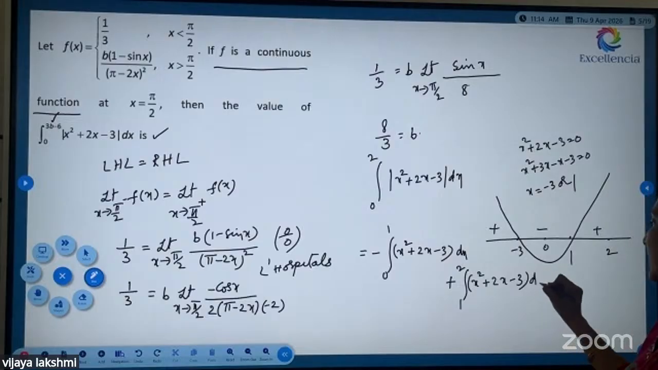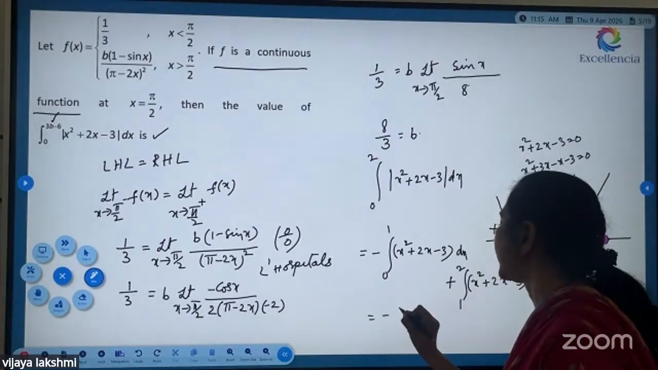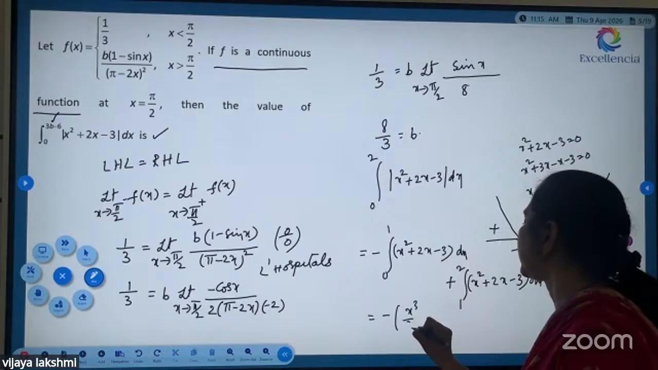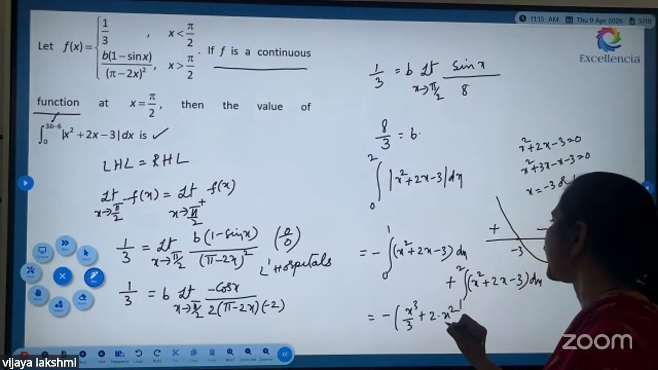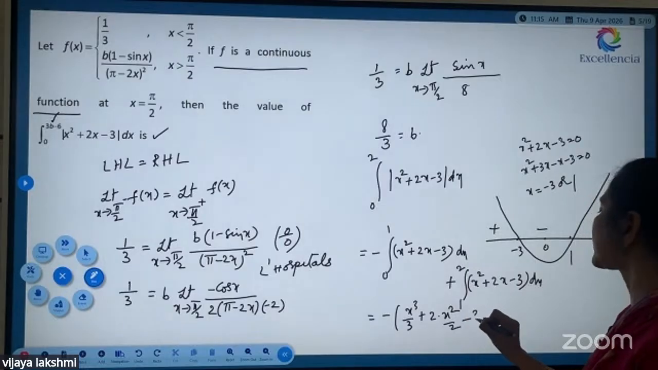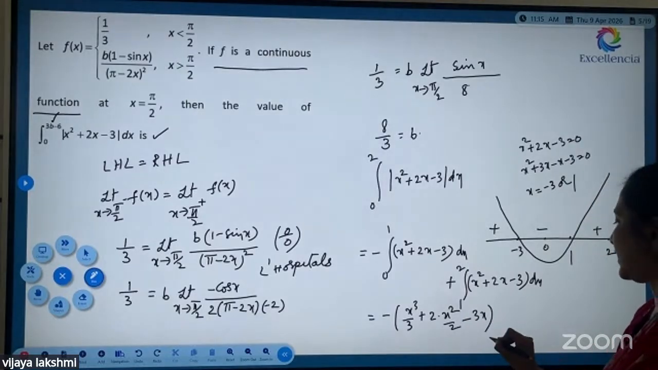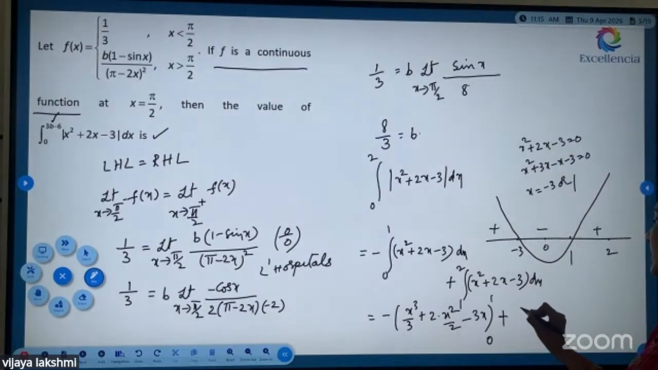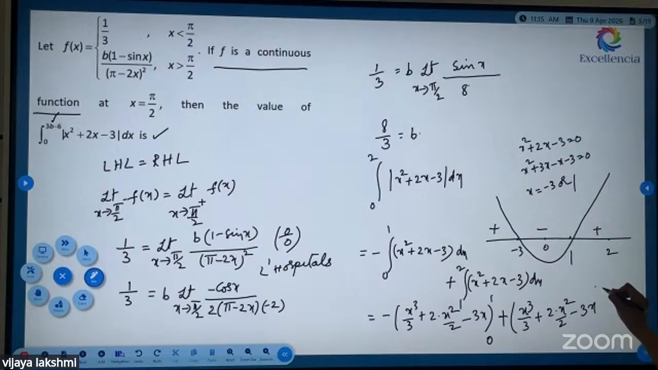Just integrate, normal integration only. By doing normal integration we get the final value. Minus of x cubed by 3 plus 2 into x square by 2 minus 3x, applying the limits 0 to 1. Similarly here also x cubed by 3 plus 2 into x square by 2 minus 3x, and if you apply the limits 1 to 2 and simplify, we get the answer, which is 4.